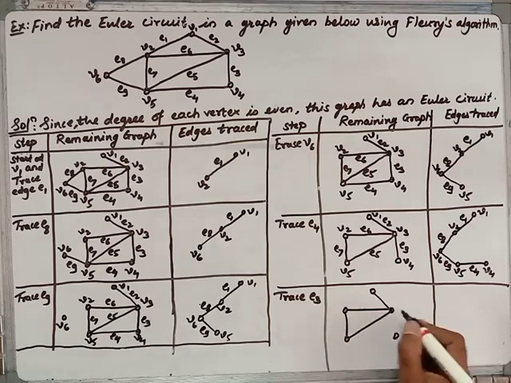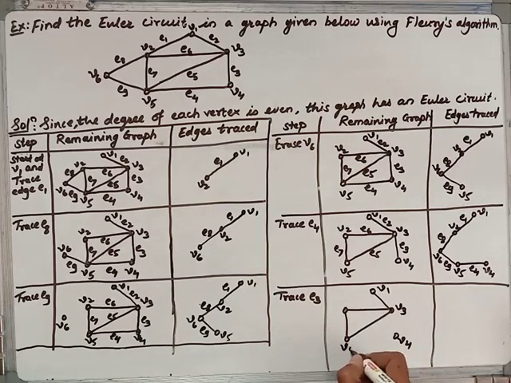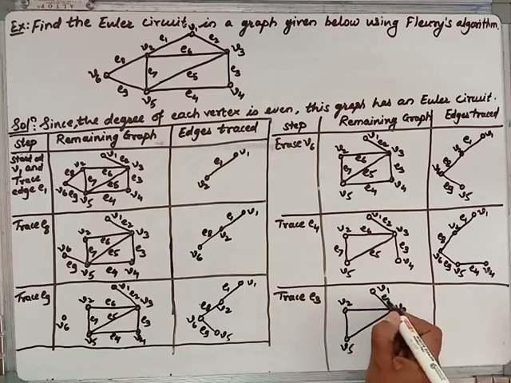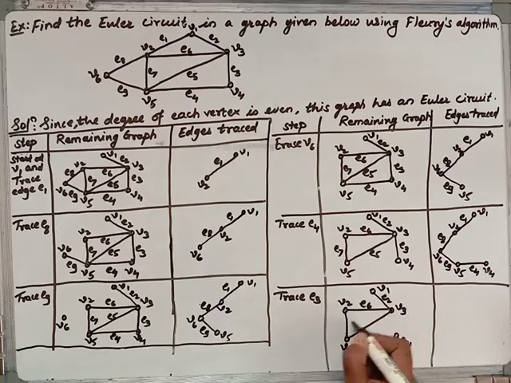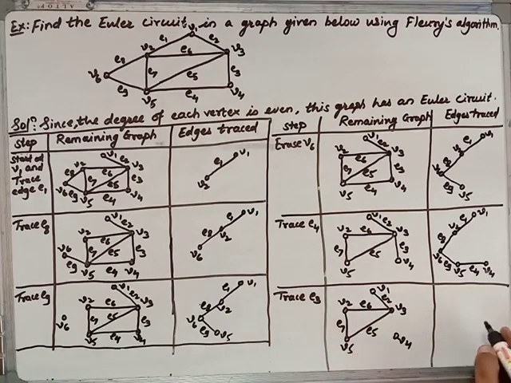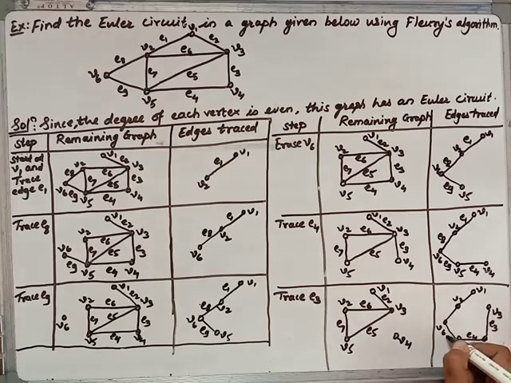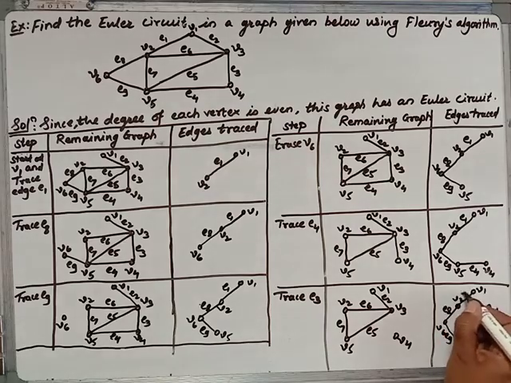Right? This is left. So V1, V3, V4, V5, V2, E2, E6, E7, E5. Tracing V1 to V2 to V6 to V5, V4 to V3. V1, V2, V6, V5, V4 and V3. So we reach till this E3, this is E4, this is E9, E8, and this is E1.